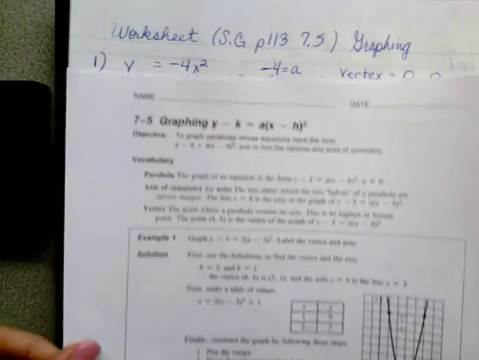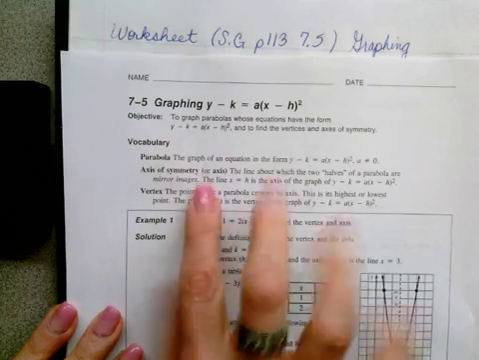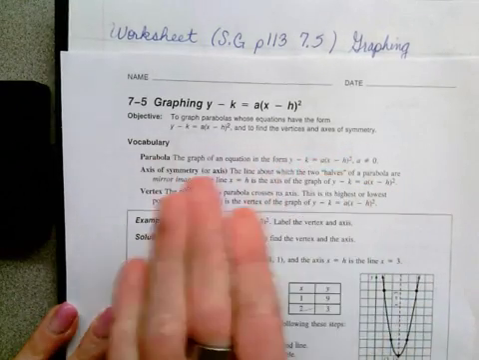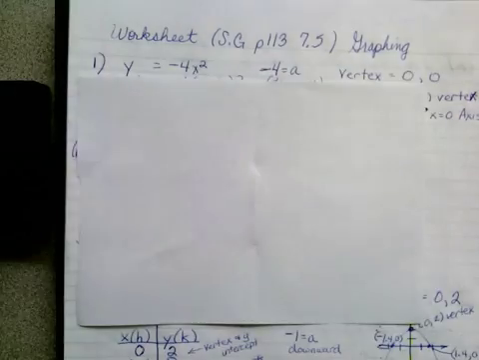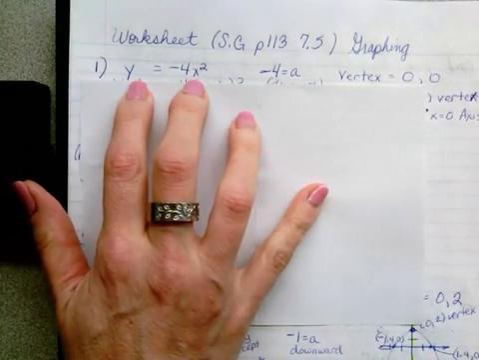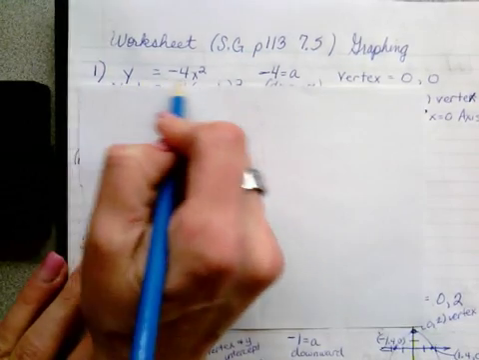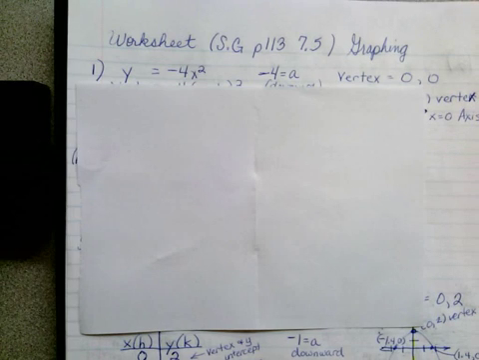Now, if you're unsure of what your definitions are, they're right here on the front, so whenever you're doing this later, you can refer back to that, okay? So, the equation they give you is this. y equals negative 4x squared. You guys see that? Okay, y equals negative 4x squared.